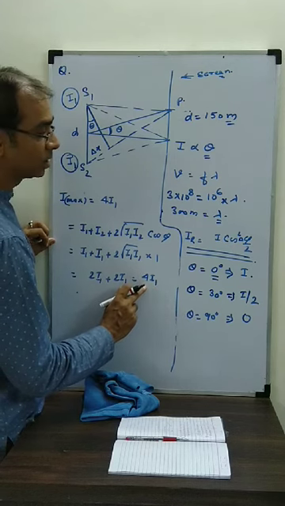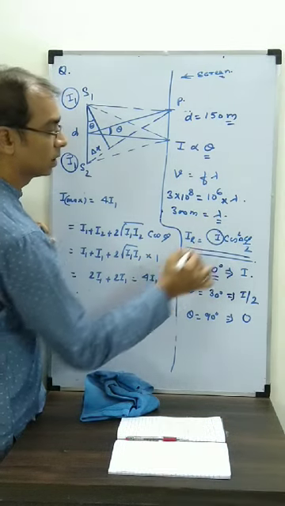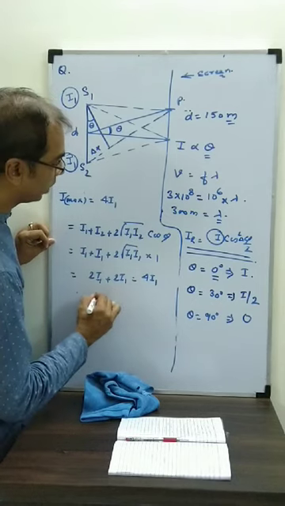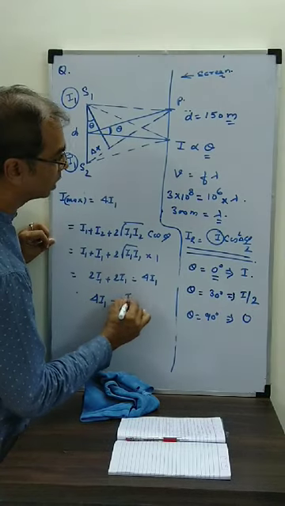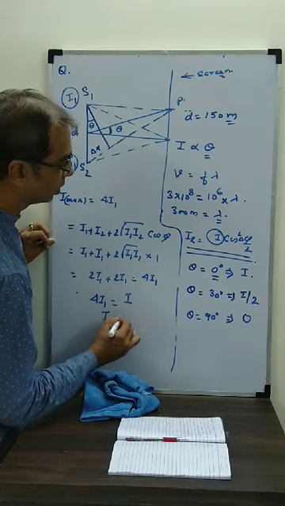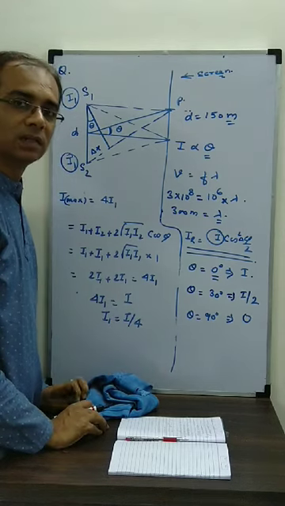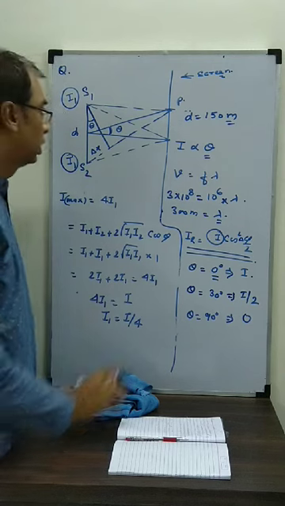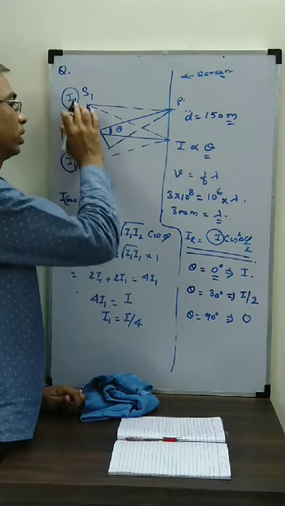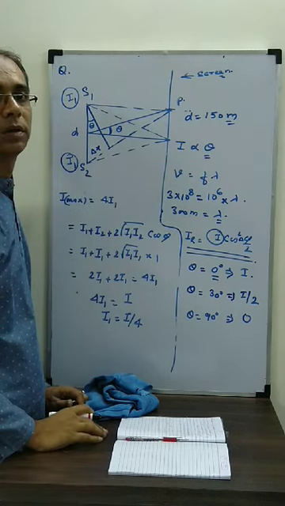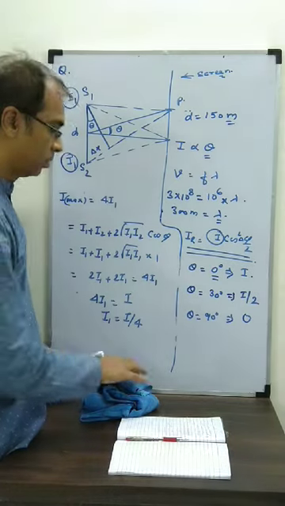But in this question, maximum intensity is given as I. That means this 4I1 is actually given to you as I. So what is I1 then? I1 is I by 4. Is that clear to you? So each source has what intensity? I by 4.